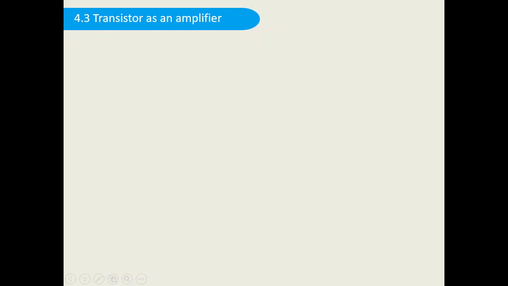The transistor as a switch is not present in your syllabus, it is not included in your syllabus. You can say that we'll be learning the only one application of the transistor, that is the working of the transistor as an amplifier.